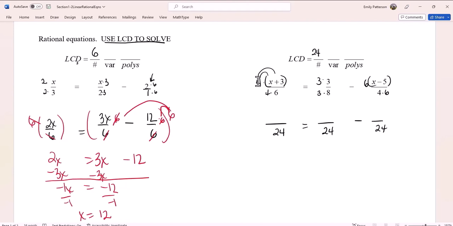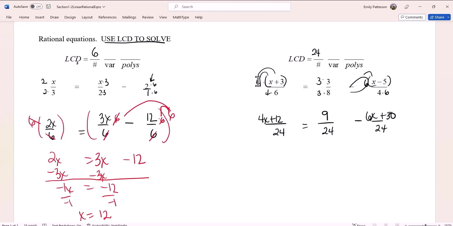So doing the distribution, this is 4x, and 4 times 3 is 12. 3 times 3 is 9. There's no x's in this one. And then don't forget, I've got a negative 6 multiplied by x. And I've got a negative 6 multiplied by negative 5.